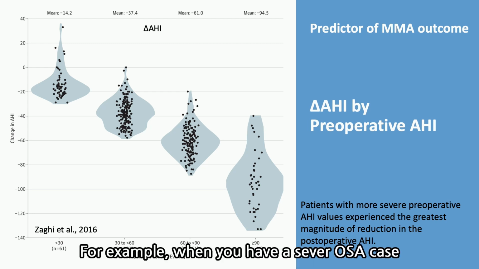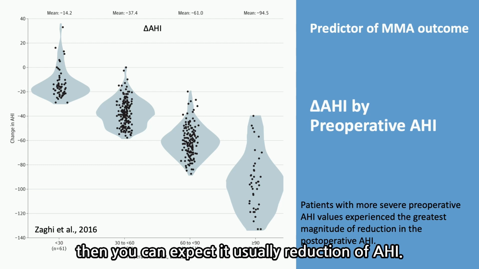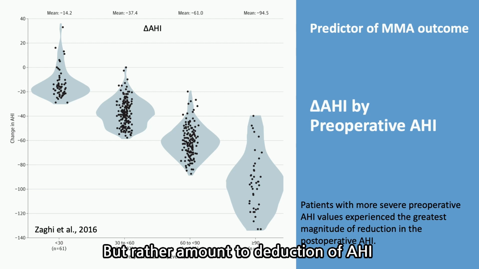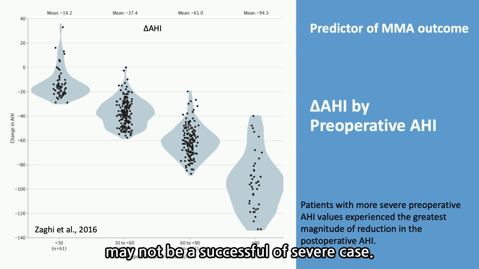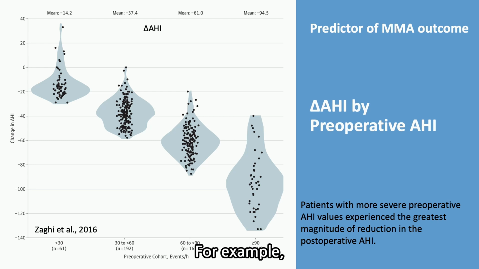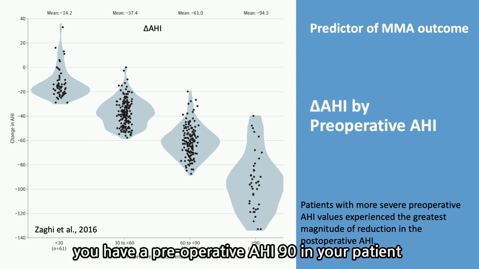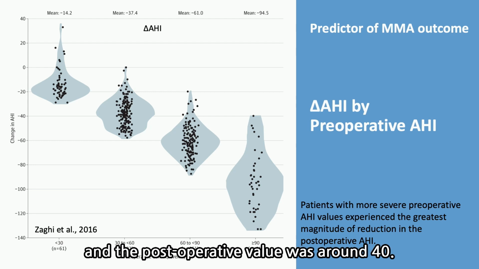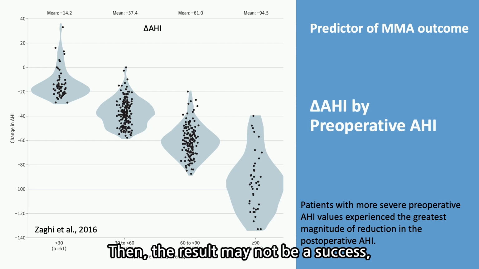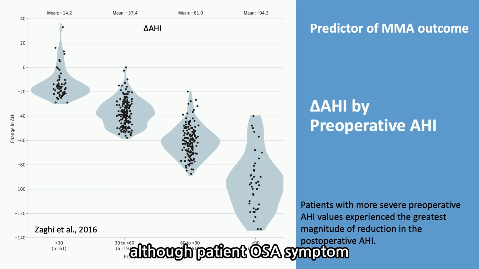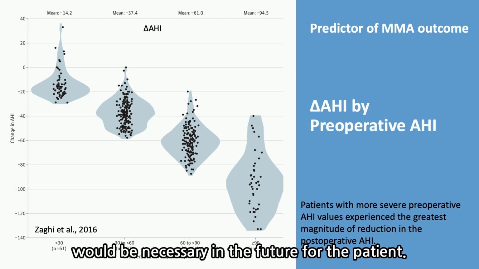For example, when you have a severe OSA case, then you can expect a huge reduction of AHI. But a large amount of reduction of AHI may not be a success for a severe case. For example, you have a preoperative AHI of 90 in your patient, and the postoperative value was around 40. Then the result may not be a success, although the patient's OSA symptoms can be relieved to a certain degree. So another treatment measure would be necessary in the future for the patient.